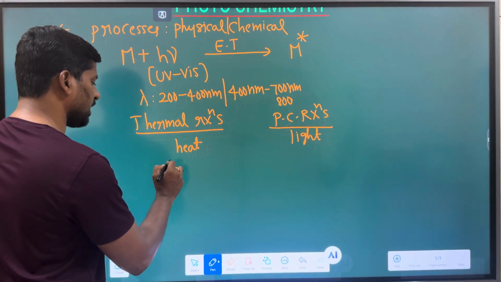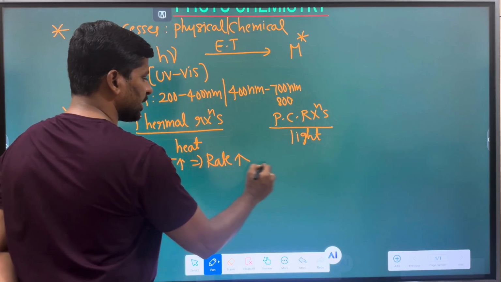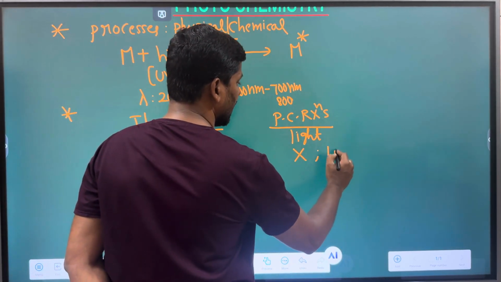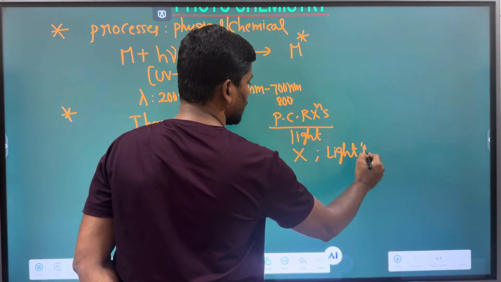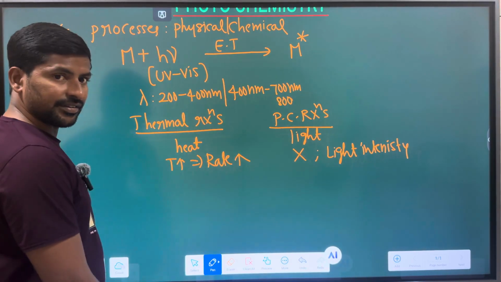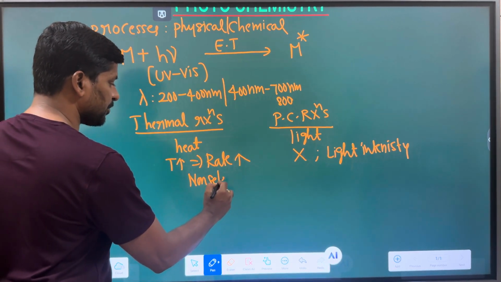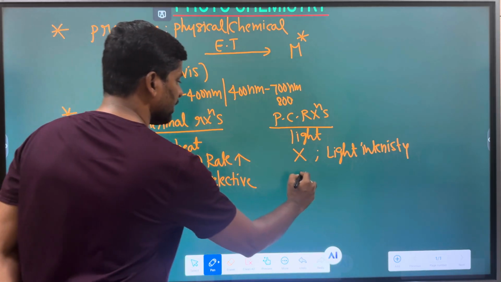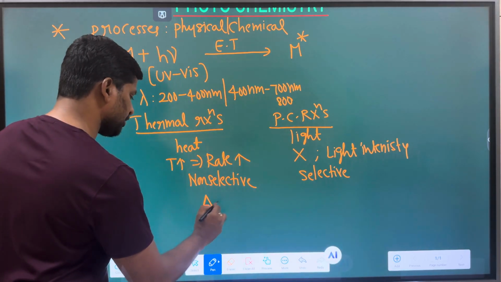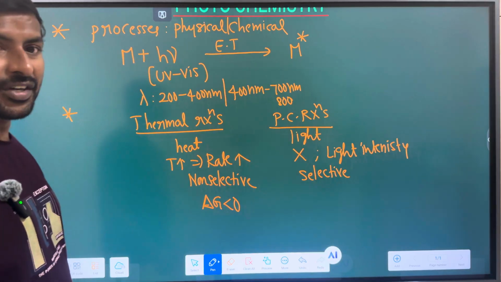So therefore, here as temperature increases, rate also increases. But here the rate is independent of temperature, and it depends on light intensity. If the intensity of light increases, the rate also increases. Next, thermal reactions are non-selective reactions, but photochemical reactions are selective reactions. Thermal reactions may occur spontaneously if delta G is less than 0, and these are also said to be dark reactions.